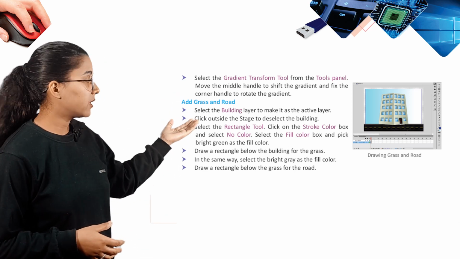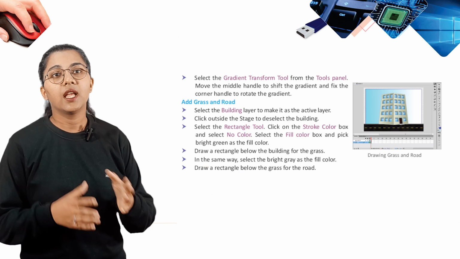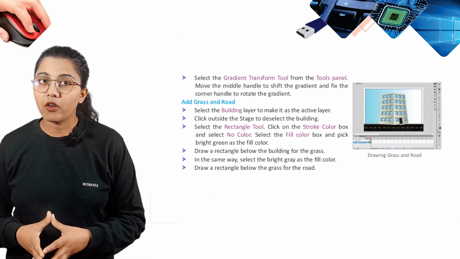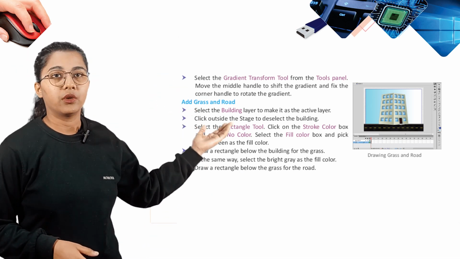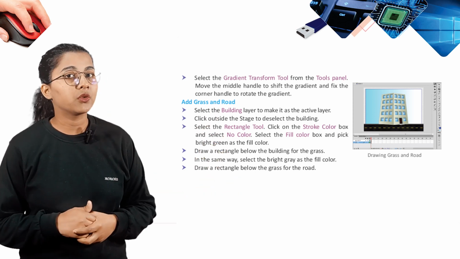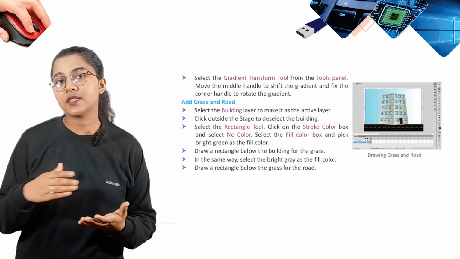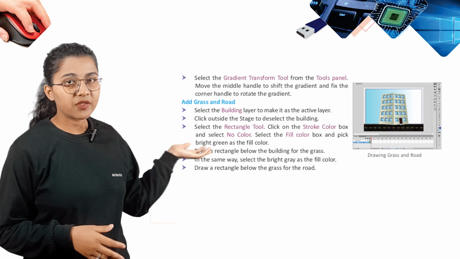Here you can see the interface of creating a sky. Now let's learn how we will add grass and road. So in this topic we are going to learn about how we will add grass and road too. Here we have some steps.